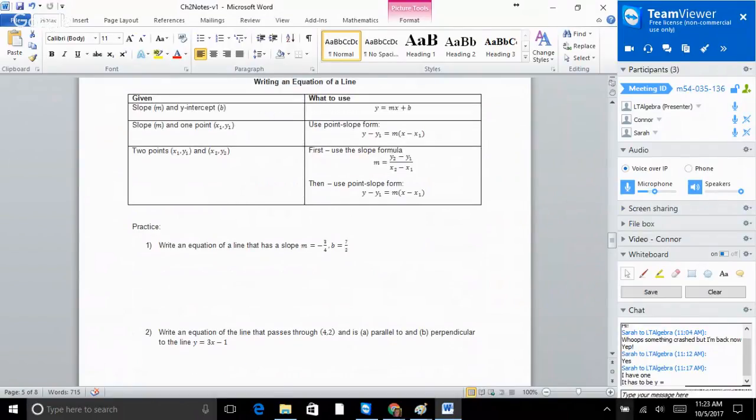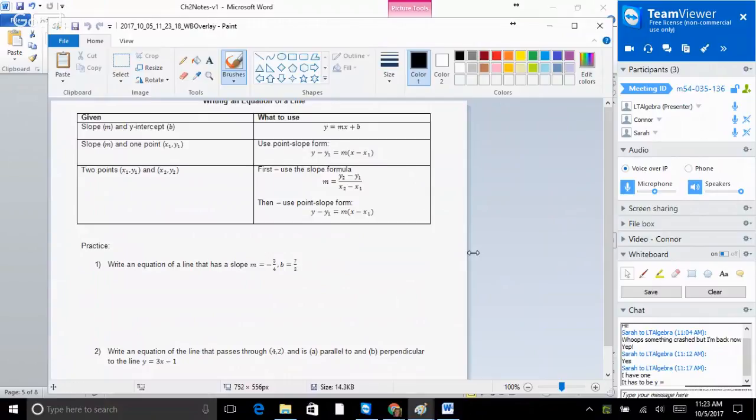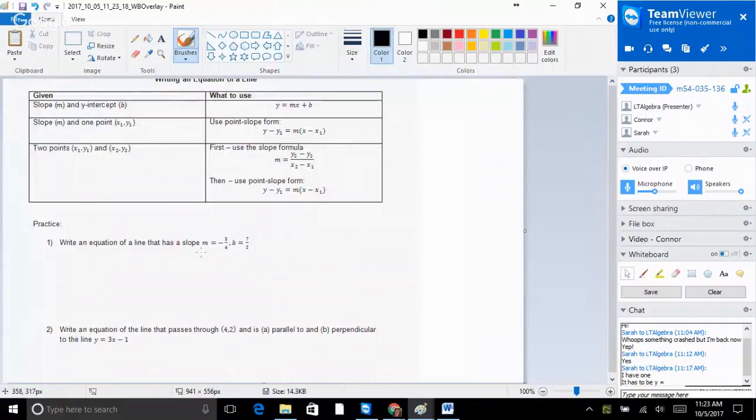Let's start with the easy peasy one, the one that we wish all of our problems were like, which is number 1. So let me pull these notes over here. Okay, so I'll make that bigger. Write an equation of a line that has a slope of -3/4 and a y-intercept of 7/2. So don't you wish all your homework problems were like this? They tell you what the slope is, and they tell you what the y-intercept is, and they want you to write an equation. Well, we know the equation is y equals mx plus b. We know what the slope is, and we know what the b is.